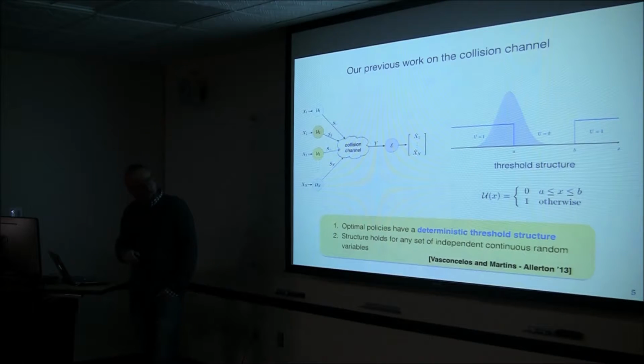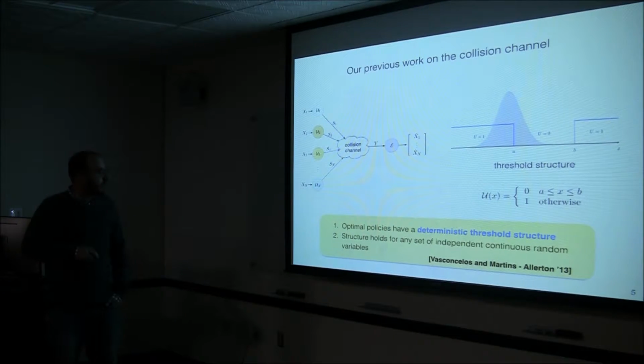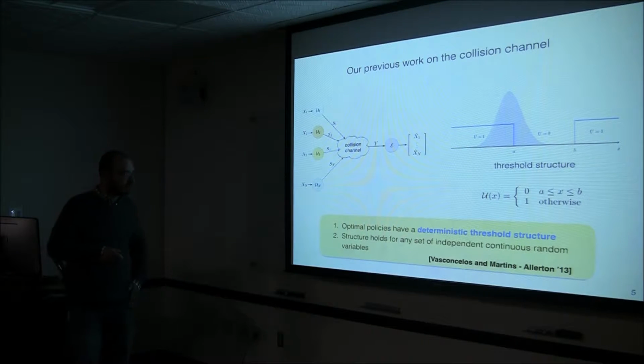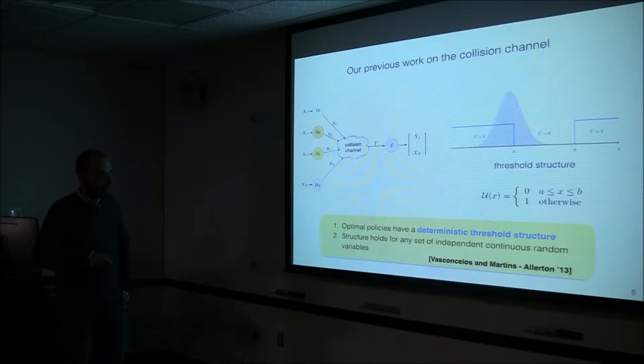And for this problem, we obtained the following result. The optimal policies that minimize the mean square cost have this threshold structure, where I don't transmit if my observation falls within an interval defined by thresholds A and B. And if my observation falls outside that interval, I transmit. So the policies have this form here, 0 meaning I don't transmit, and 1 meaning transmission.